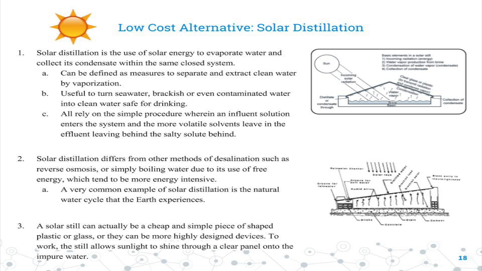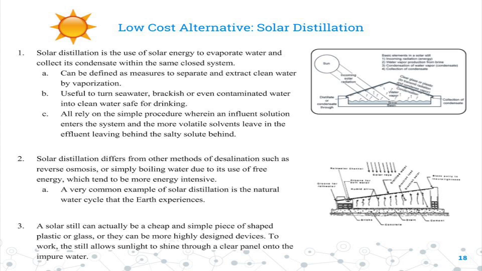The second low-cost alternative we'll be looking at is solar distillation, which is the use of solar energy to evaporate water and collect its condensate within the same closed system. It can also be defined as measures to separate and extract clean water by vaporization. This is useful to turn seawater, brackish, or even contaminated water into clean water for safer drinking.